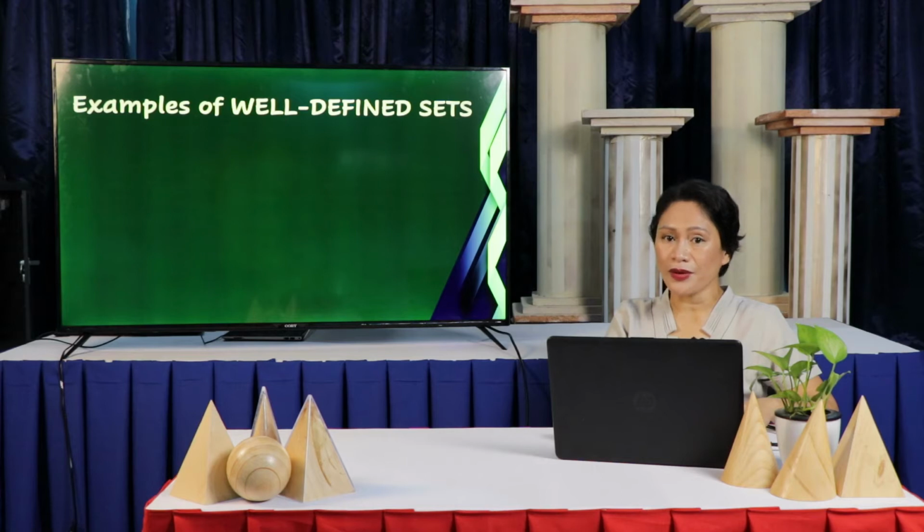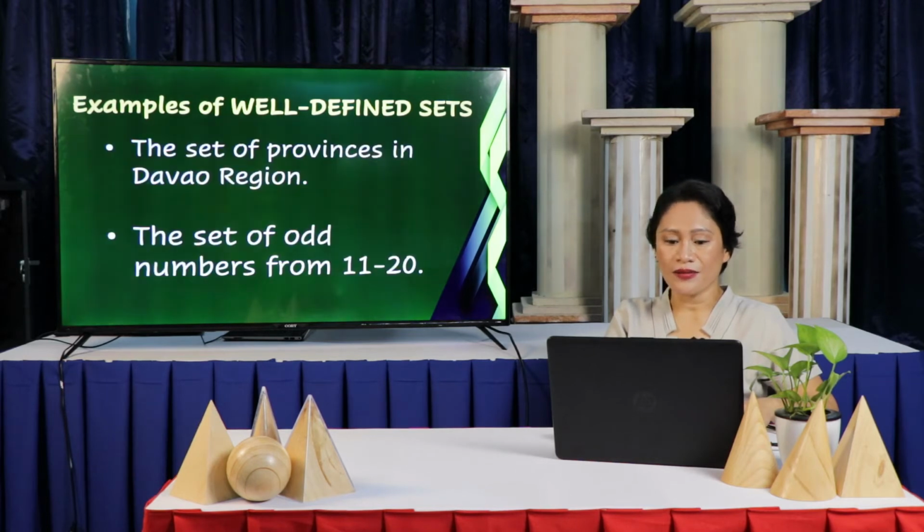Let's proceed to examples of well-defined sets. Number 1, the set of provinces in Davao region. What makes it well-defined? The set of provinces in Davao region is a well-defined set because it is referring to specific provinces in Davao region. Number 2, the set of odd numbers from 11 to 20. What makes it a well-defined set? Because we can easily identify the elements of odd numbers from 11 to 20. That is 11, 13, 15, 17, and 19.